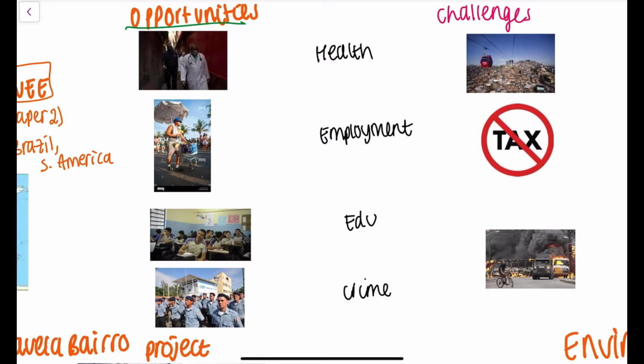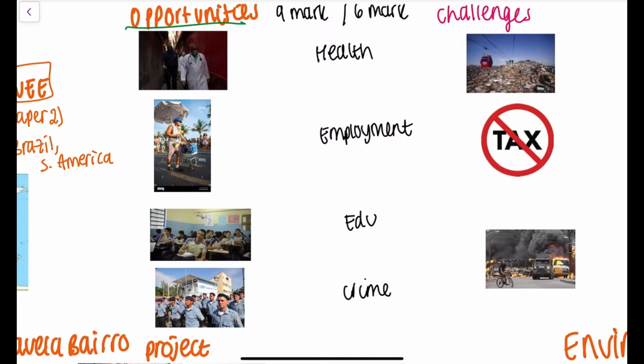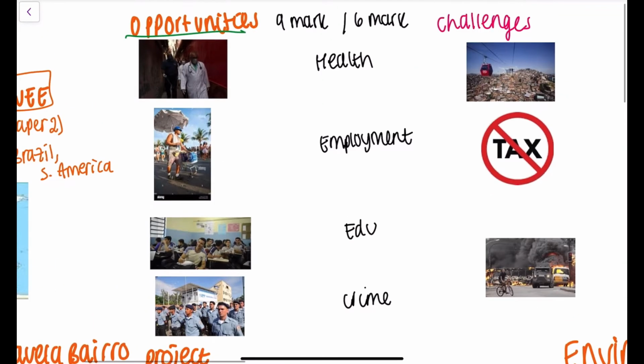Now, there's many other opportunities and challenges, but we've got to narrow it down to the ones we can remember the most, because we could get asked a 9 marker or a 6 marker on just the opportunities, just the challenges, or both the opportunities and challenges, or to what extent perhaps. So you need to be prepared and have all your evidence ready for your AO1 case study knowledge to show off what you know about Rio.